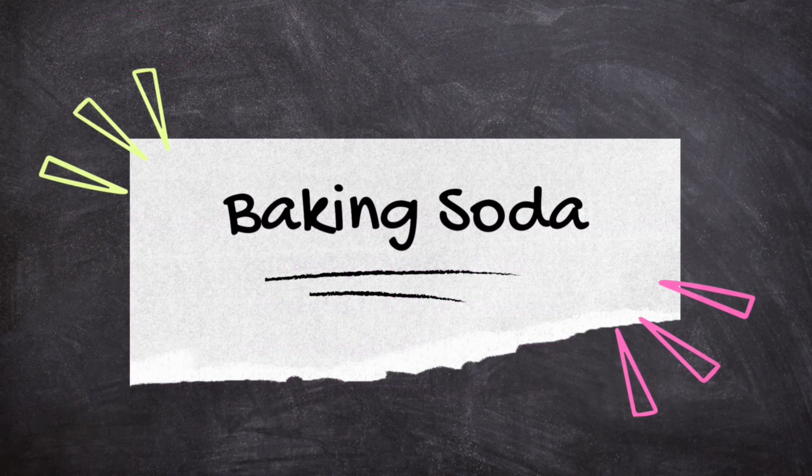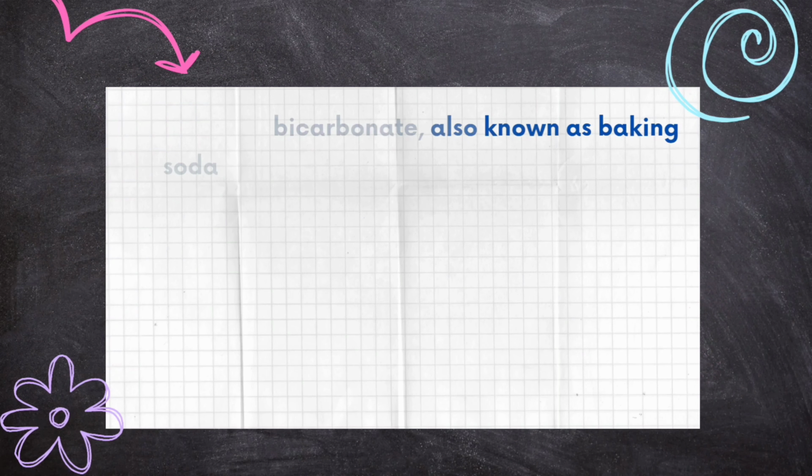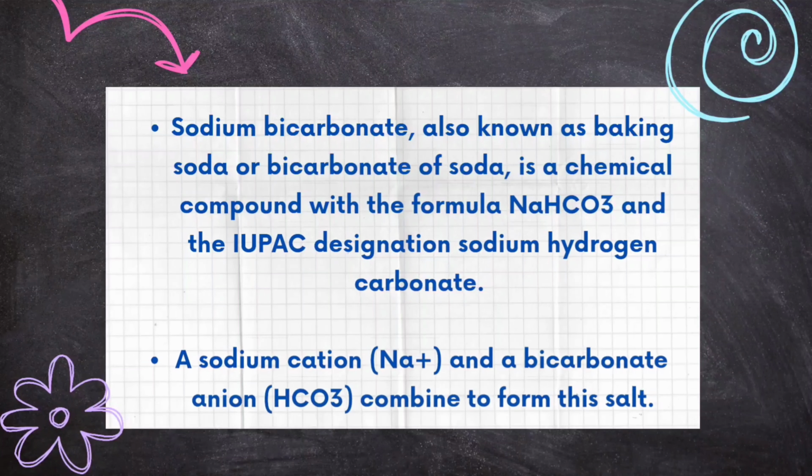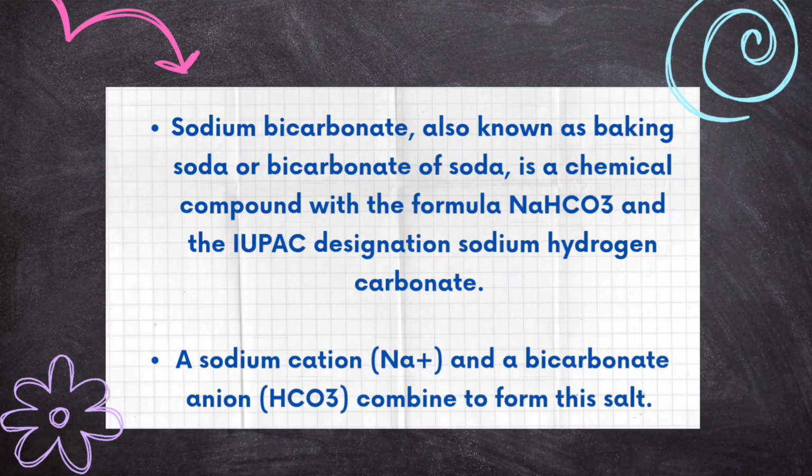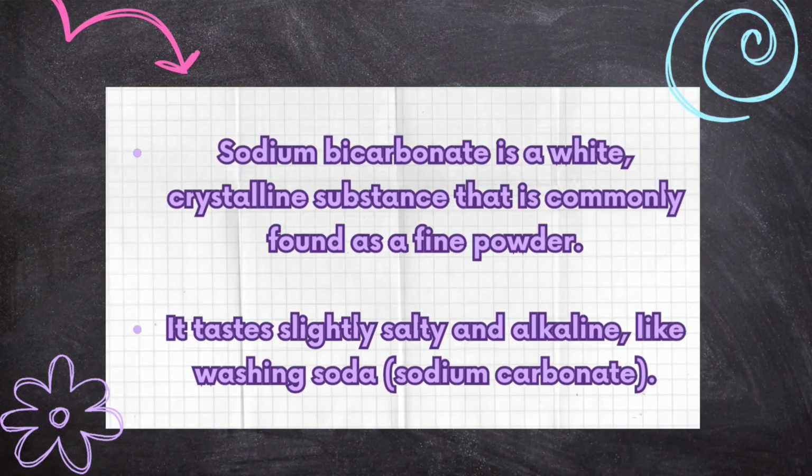Baking soda. Sodium bicarbonate, also known as baking soda or bicarbonate of soda, is a chemical compound with the formula NaHCO3 and the IUPAC designation sodium hydrogen carbonate. A sodium cation Na+ and a bicarbonate anion HCO3- combine to form this salt. Sodium bicarbonate is a white, crystalline substance that is commonly found as a fine powder. It tastes slightly salty and alkaline, like washing soda, sodium carbonate.